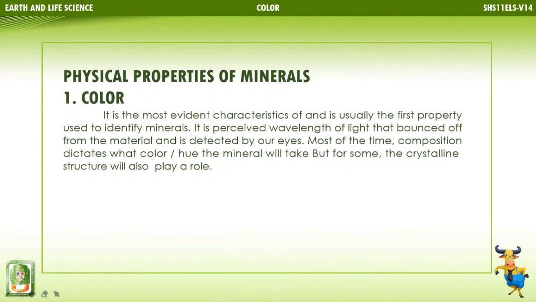Physical properties of minerals. One, color. It is the most evident characteristic of a mineral and is usually the first property used to identify minerals. It is the perceived wavelength of light that bounced off from the material and is detected by our eyes. Most of the time, composition dictates what color or hue the mineral will take, but for some, the crystalline structure will also play a role.